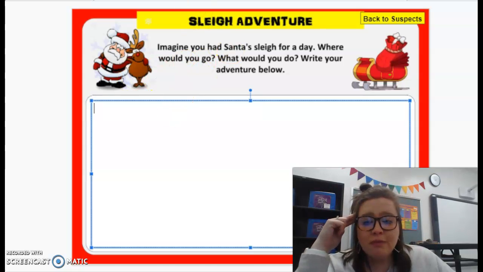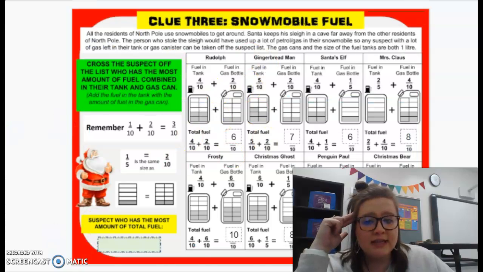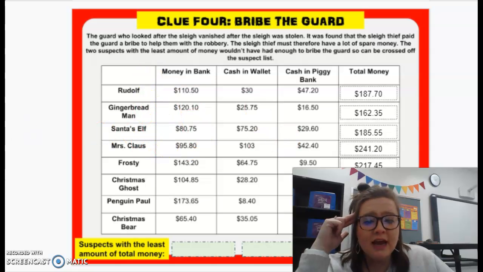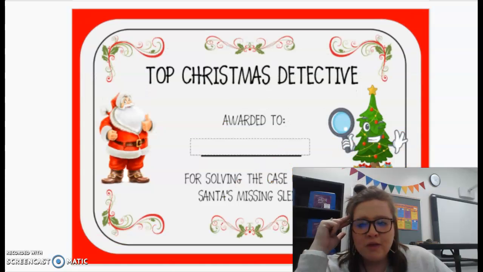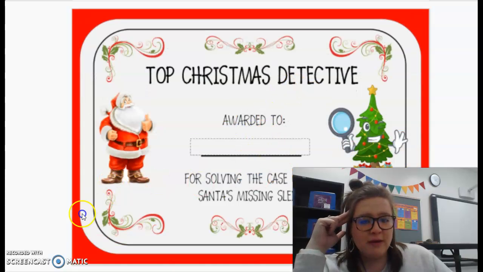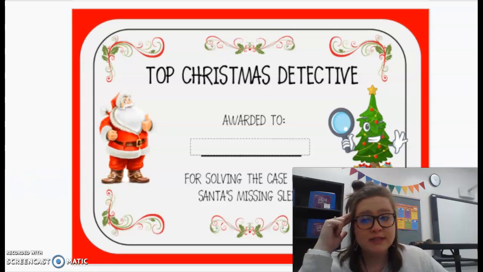So, and then you're going to be done. When you figure out this slide, you should know who stole Santa's sleigh. And then you will type it in down here who the culprit is, who the guilty person is. And then you can put your name here for solving the case of Santa's missing sleigh.